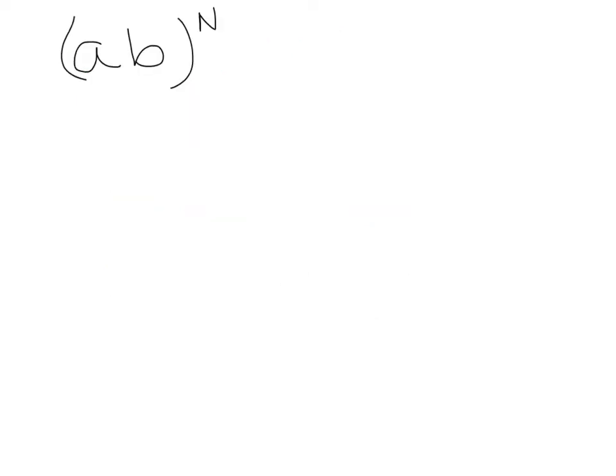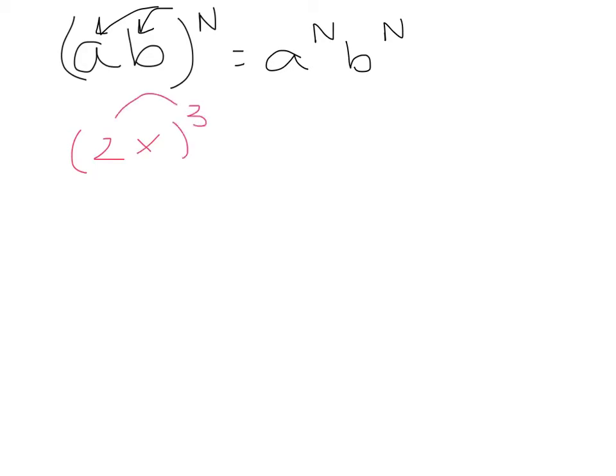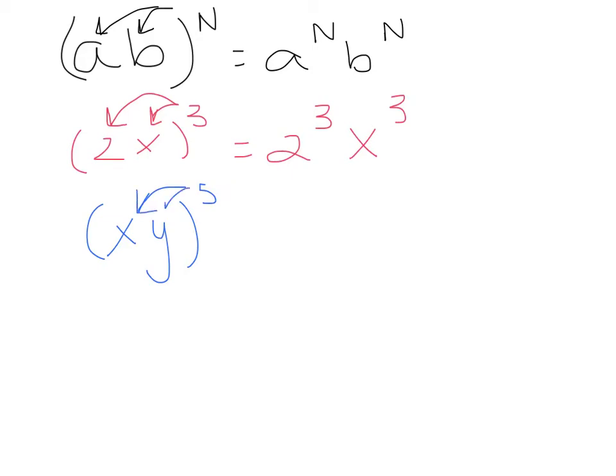The next property is if you have two things being multiplied together inside of a parenthesis being raised to an exponent, it means you distribute the exponent to both of them. So it would be a to the n power, b to the n power. So if I gave you 2x to the third power, the 3 would go to the 2 and it would go to the x, which gives you 2 to the third power, x to the third power. They could be totally different things, maybe an x and a y, and if it was to the fifth power, it would go to both, x to the fifth, y to the fifth.